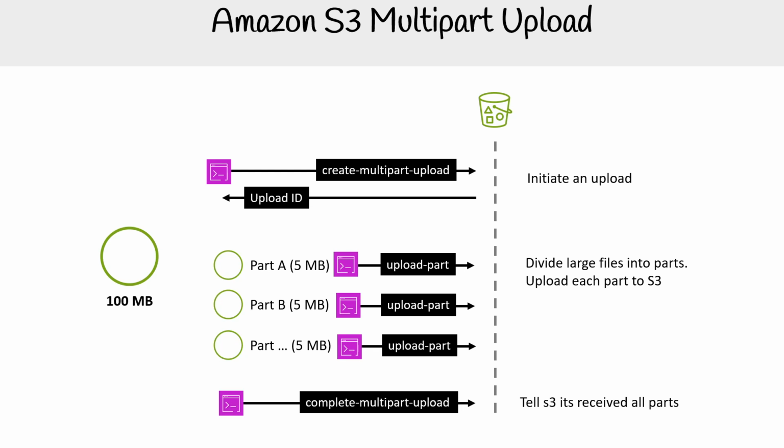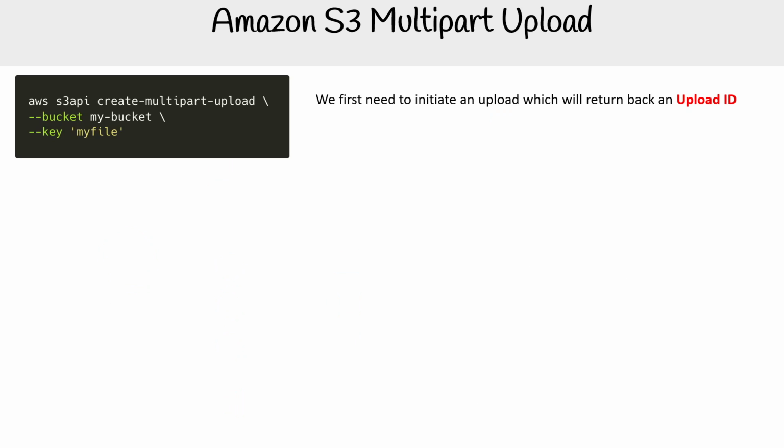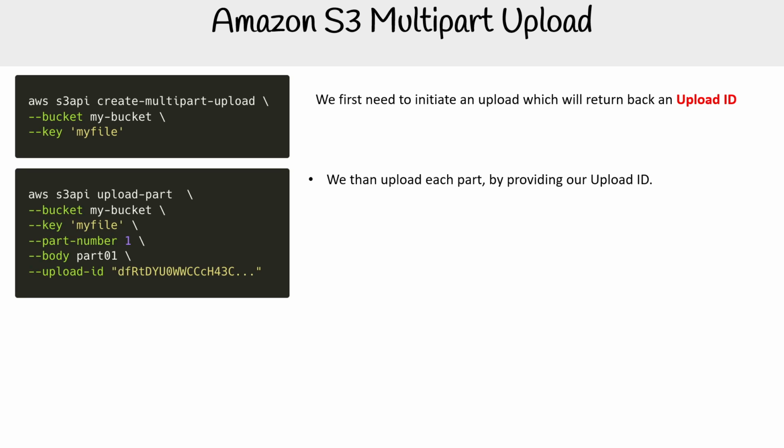In terms of how that looks via the CLI, and you really should know how to do it via the CLI, is we create that multi-part upload, we specify our bucket and key. It's going to return back that upload ID, which we're going to use in other parts. So notice here the upload ID flag there, and the body part would be broken up by some mechanism.